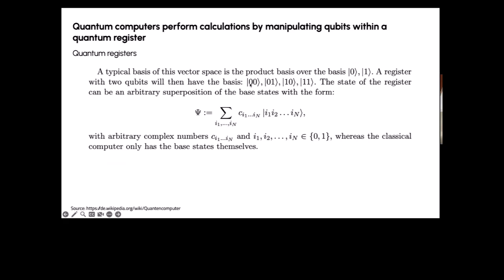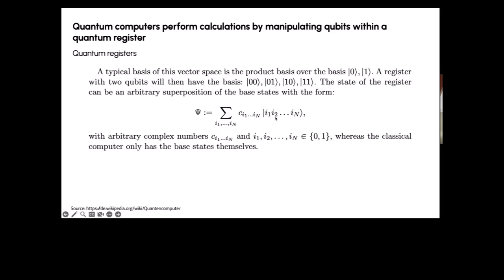But of course, the state of the register is now a superposition of the base states of this form. So what you have now is two bits, bit 1 and bit 2. So this is 0, 0, this is 0, 1, and so on.